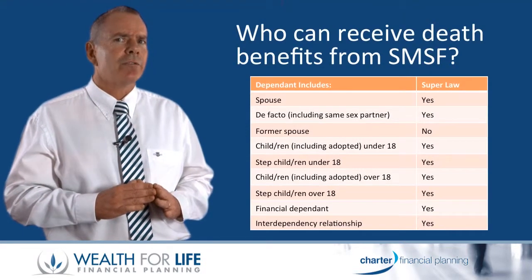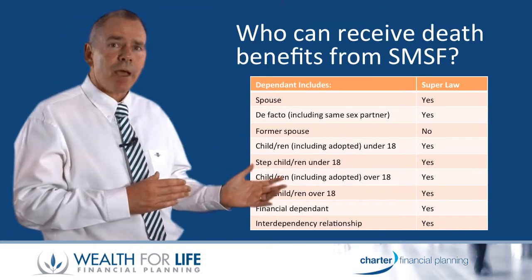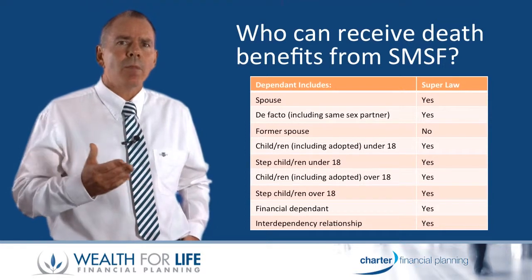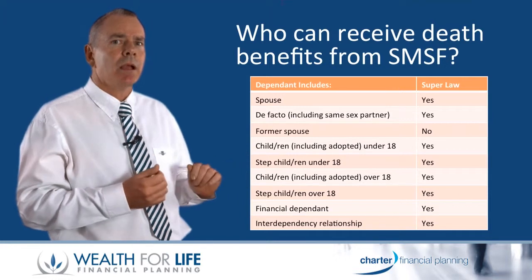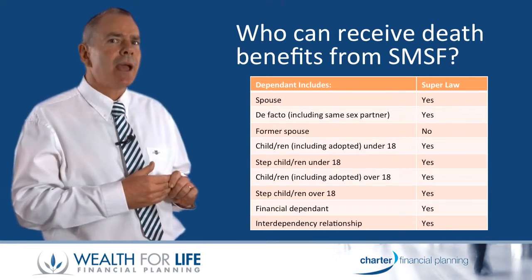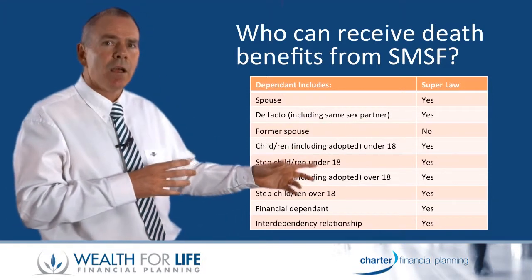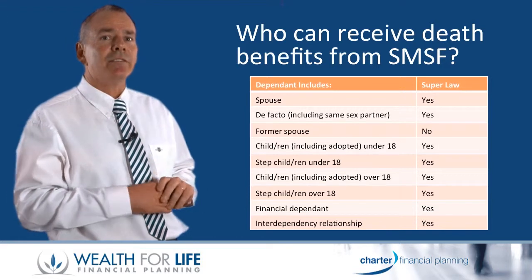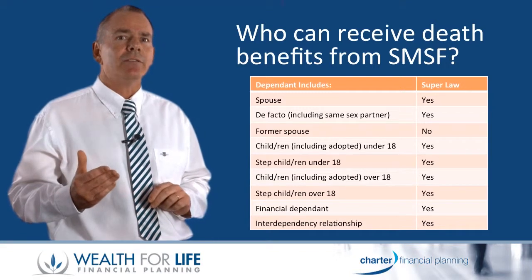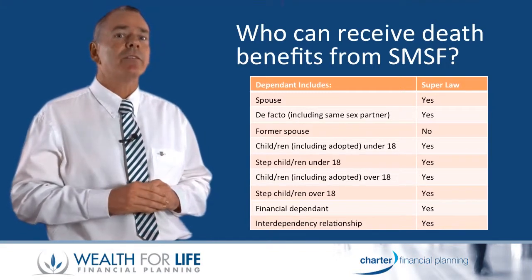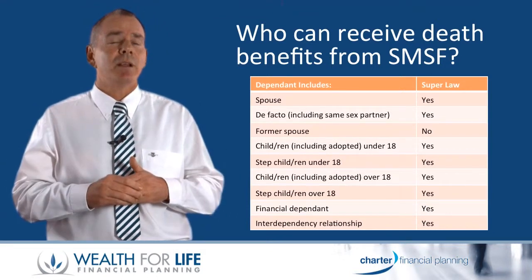The SIS Act defines who can be dependents of a member, and it includes the spouse of a member, any child of a member, anyone financially dependent on the member, anyone with whom the member has an interdependency of relationship. This chart shows who are defined as dependents under the SIS Act. If a member does not have any dependents, the trustees of the superannuation will seek guidance from the member's executor in their will to help decide who will receive death benefits.